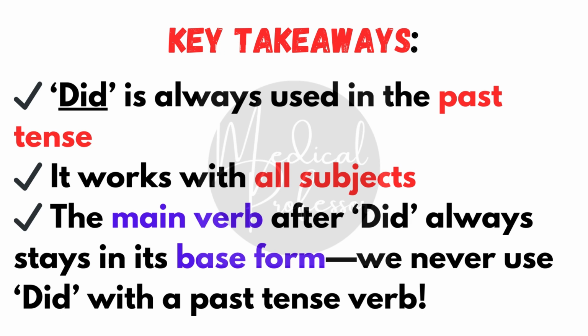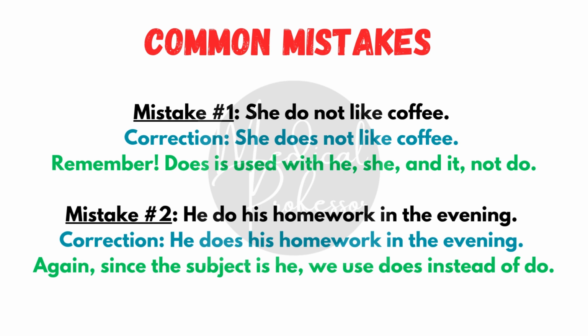Key takeaways. Did is always used in the past tense. It works with all subjects. The main verb after did always stays in its base form. We never use did with a past tense verb. Let's go over some common mistakes people make when using do, does, and did, and how to fix them.